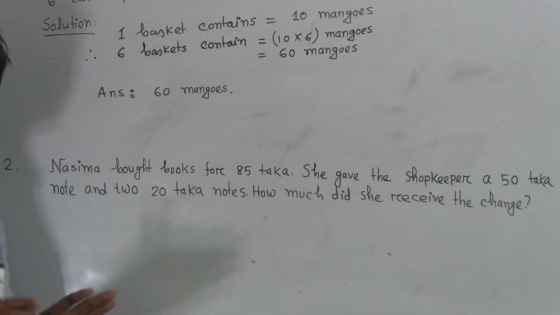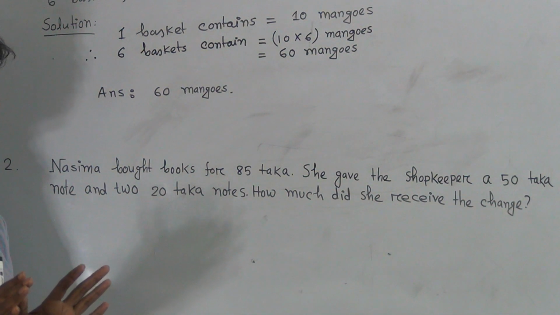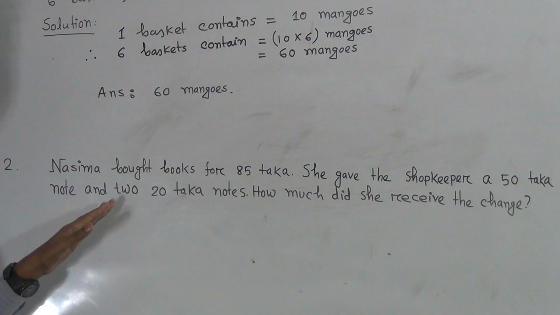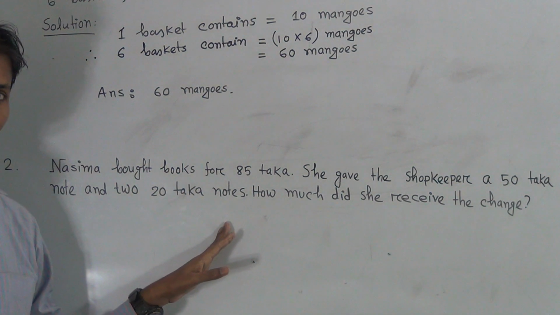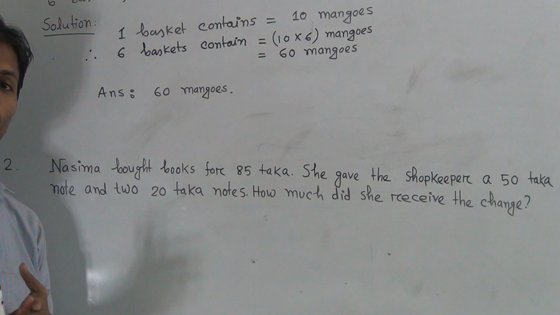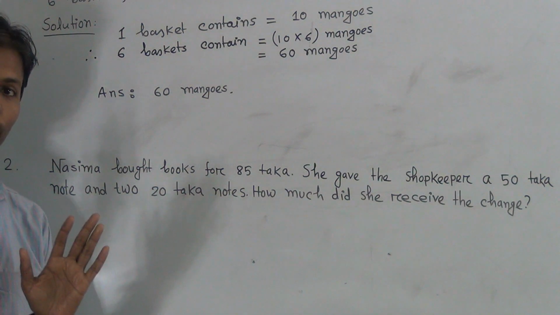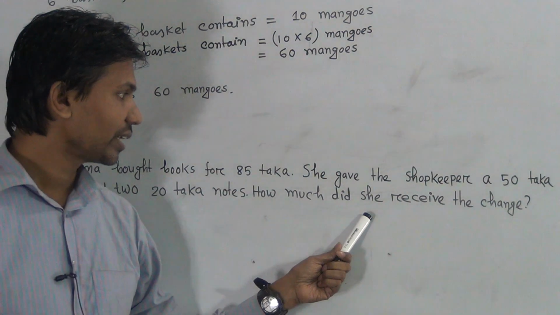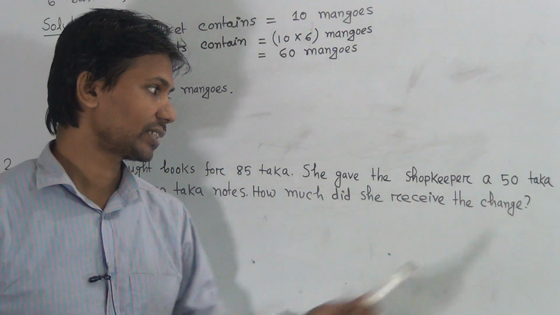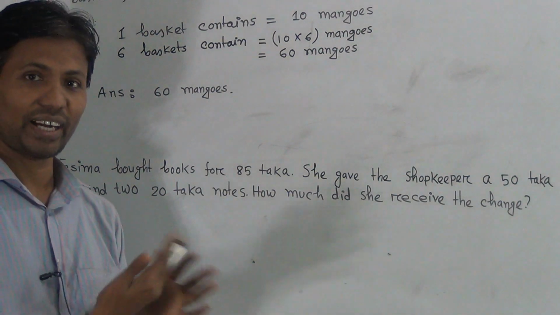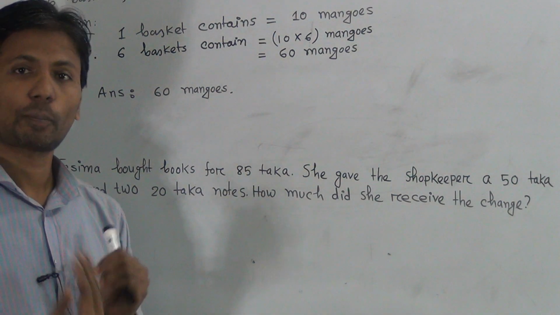She gave the shopkeeper a 50 taka note and two 20 taka notes. That means 2 notes of 20 taka. That means this is equal to what? 20 into 2. That means 40 taka. Now the question: how much did she receive in change? That means how much taka did she get back from the shopkeeper?